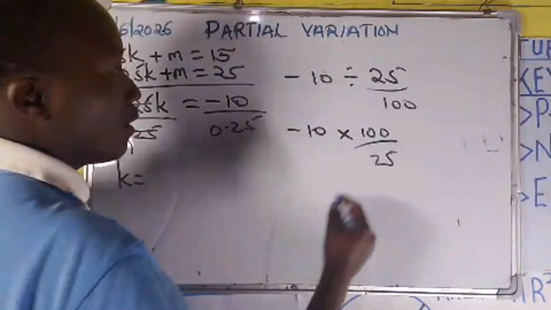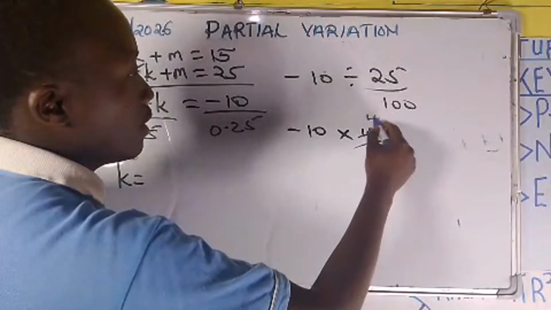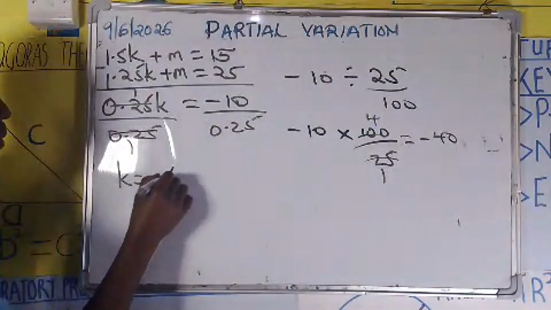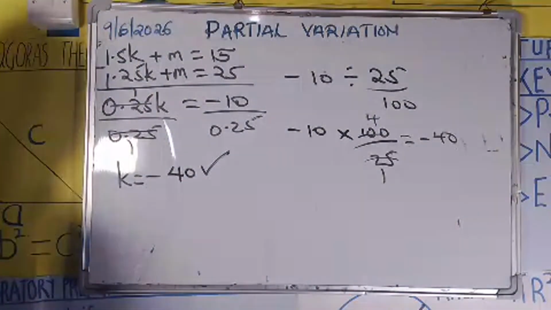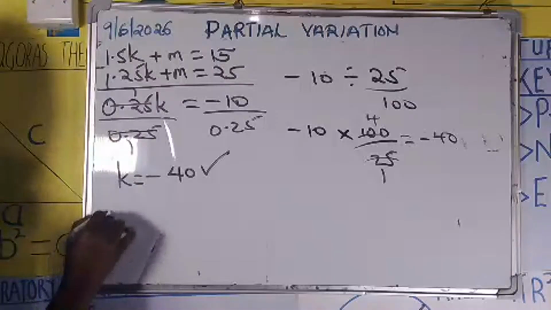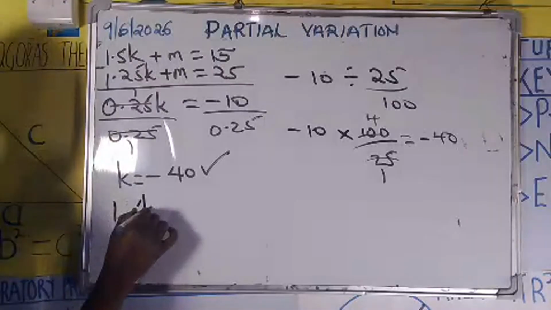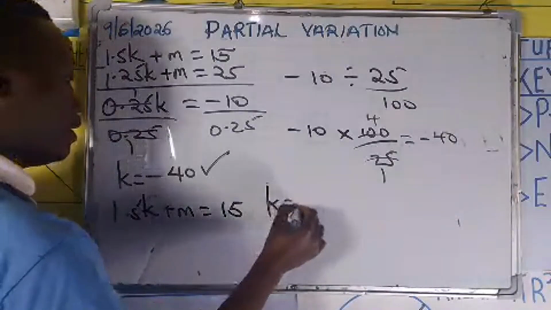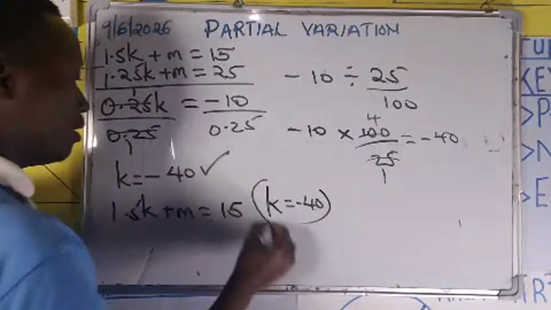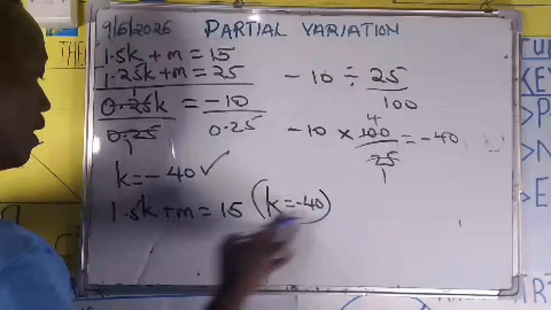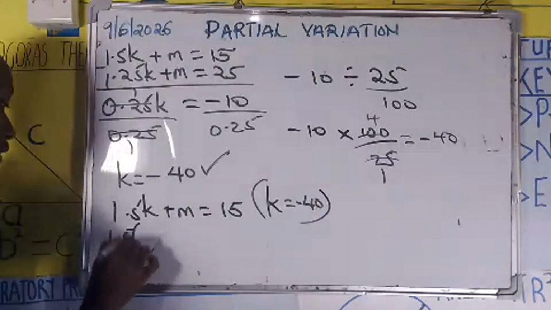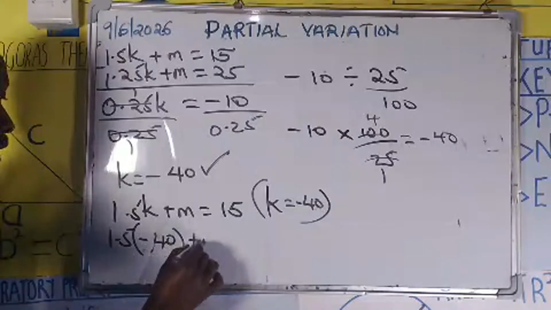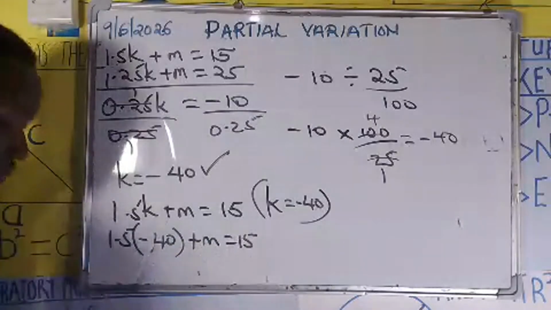So that will be 1 by 25, 1 by 25, 4, it will be negative 40. So our k will be negative 40. Then our m will be: 1.5k plus m is equal to 15. Our k is negative 40. So we will replace k here and we'll have 1.5 multiplied by negative 40 plus m is equals to 15.